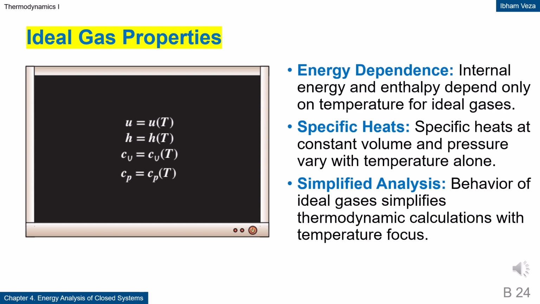Ideal gas properties. For an ideal gas, internal energy and enthalpy depend only on temperature. This means that changes in pressure or volume do not directly affect the energy. The specific heats at constant pressure and constant volume are also functions of temperature only. This property greatly simplifies thermodynamic analysis. Therefore, the ideal gas model is very frequently used in engineering calculations.